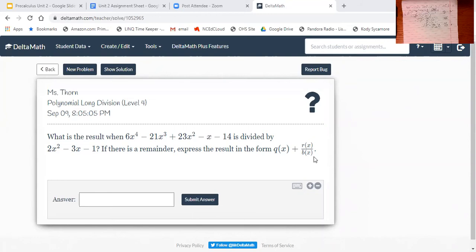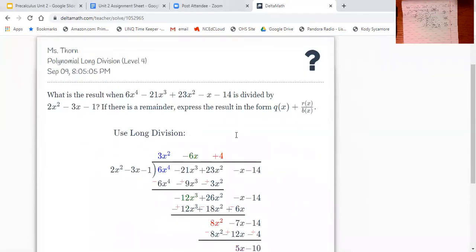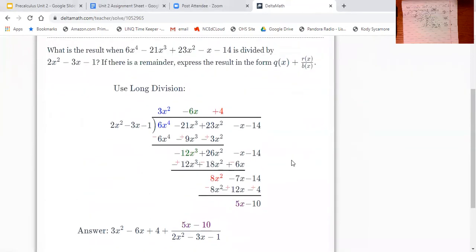Okay, so we'll see some more examples. And I think you're working on Delta Math, so you'll be able to see. Here's our problem that we just did, and this is the answer we got. If you get stuck on a Delta Math one and you get it wrong, look at the explanation. It's a pretty good explanation and it'll show it all worked out for you.